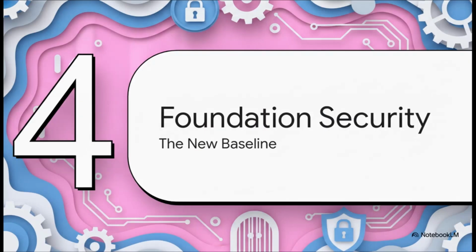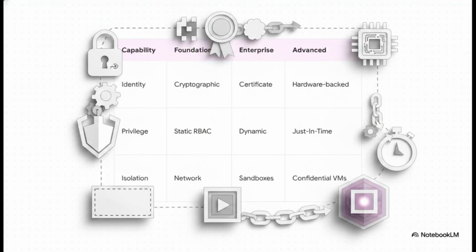So how do we build that? Section 4, Tier 1, Foundation Security, the new baseline. To achieve true zero trust across 3 tiers, your security controls have to aggressively mature. Notice how identity has to move from basic cryptographic IDs at the foundation level all the way up to hardware-backed credentials. Privilege scales from static role-based access control all the way up to dynamic just-in-time access. And isolation? It moves from basic network boundaries to highly secure confidential virtual machines.